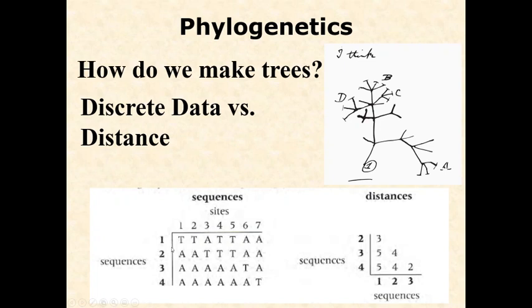Now, when people started to sequence data and gather data from morphology, there were two types of data sets. The first type of data set was originally, well, I don't know which one's first.